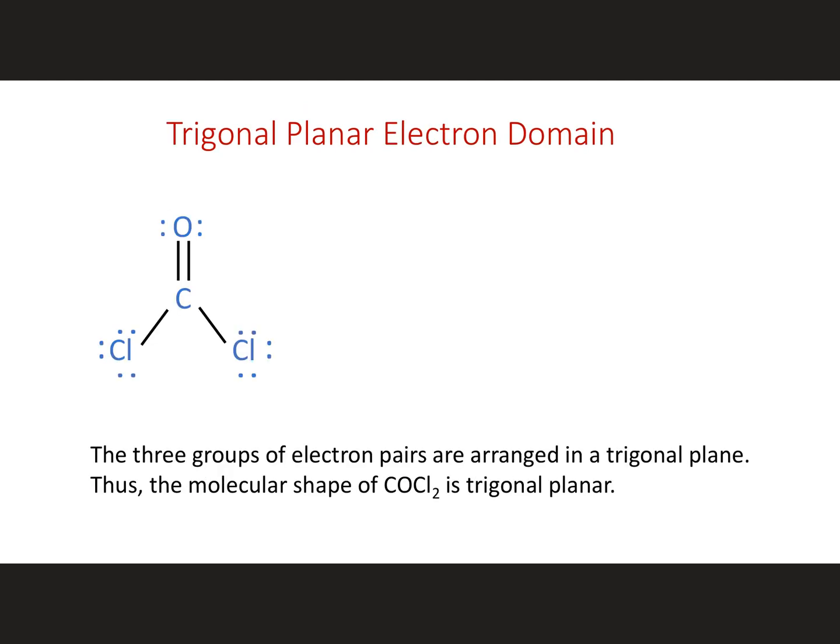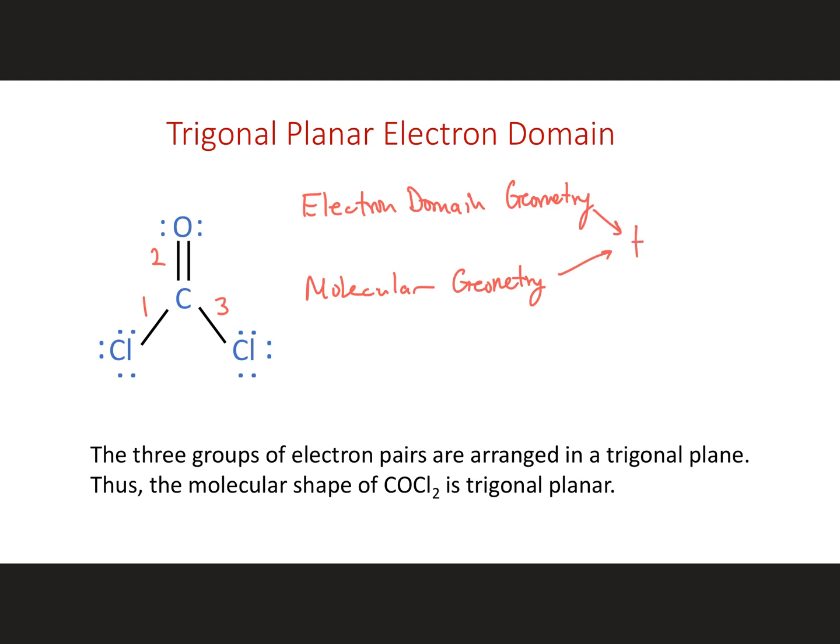Here's one more example that fits in that group, phosgene. So if I look at phosgene, I have 1, 2, 3 different electron domains. So based on those 3 electron domains, they're all bonding domains. My electron domain geometry and my molecular geometry would be identical. Both would be trigonal planar.